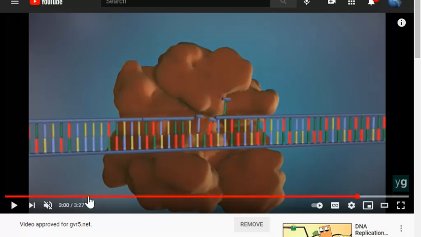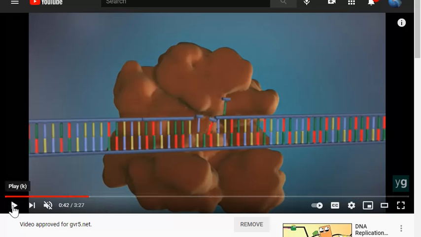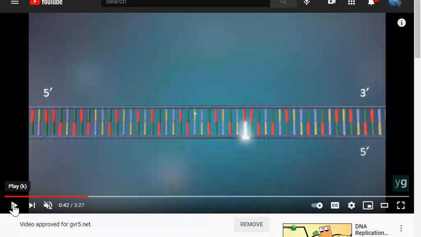So I taught you and highlighted some main points. Now we're going to focus on the enzymes that are going to assist in copying DNA.